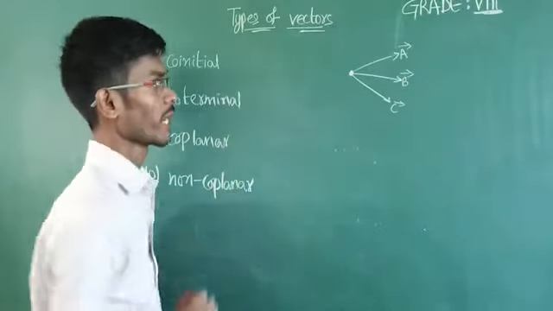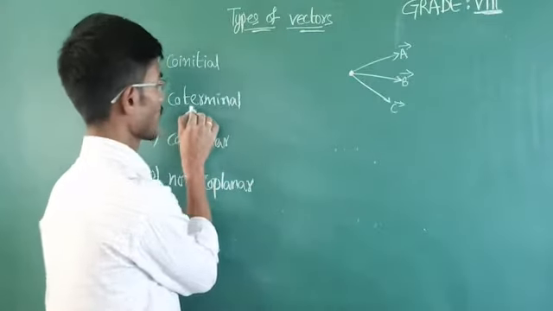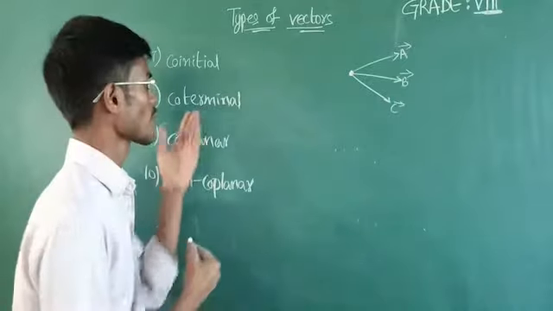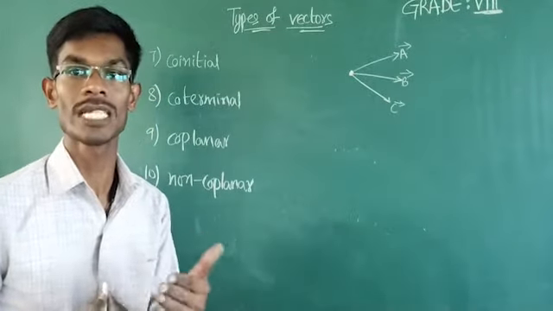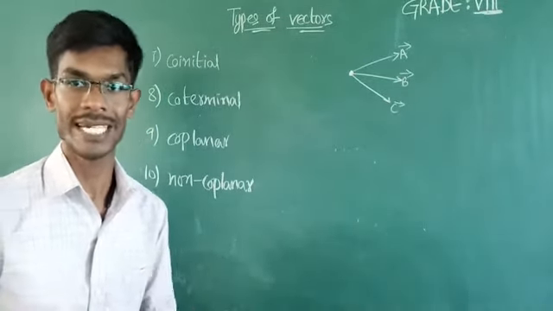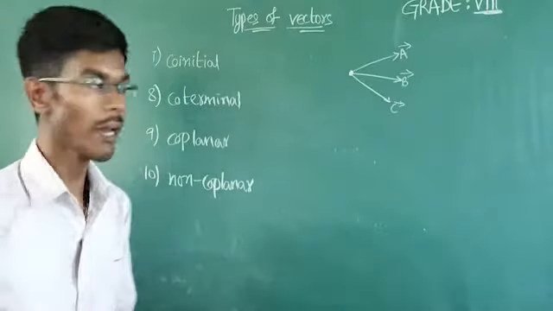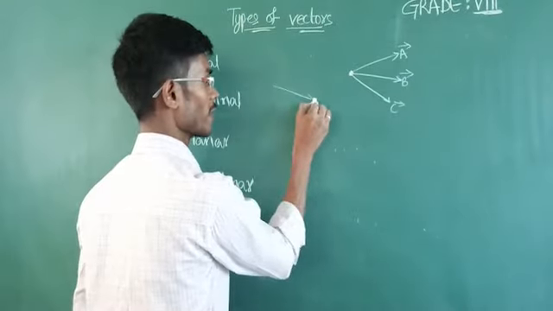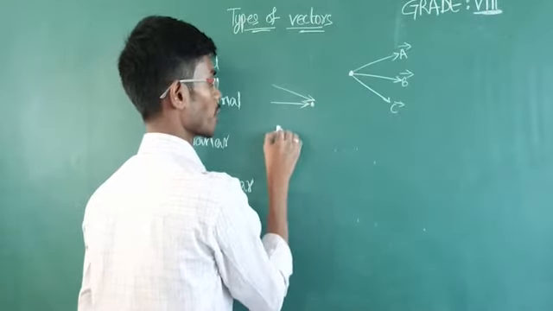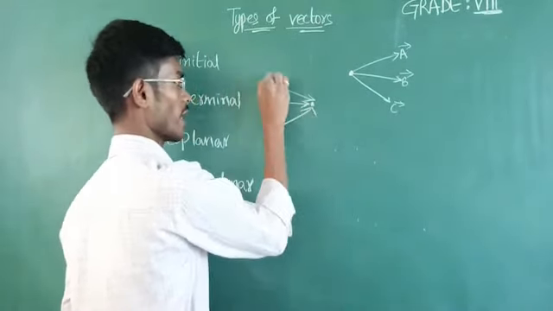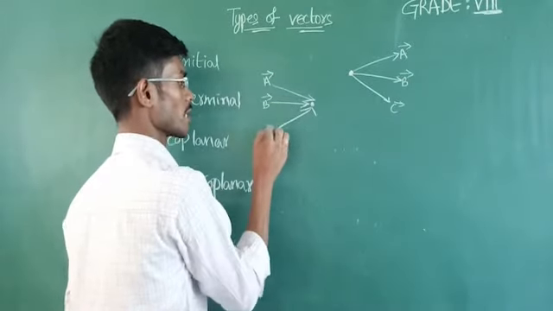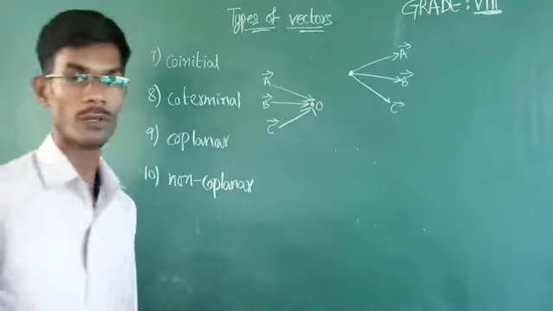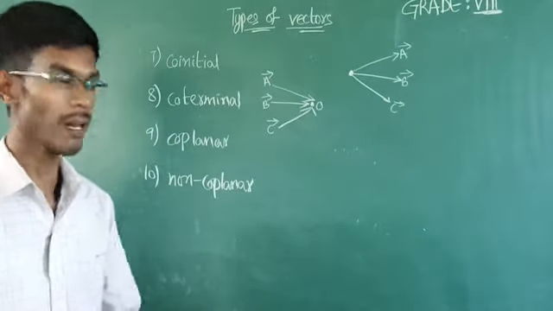And co-terminal vectors. That name itself represents terminate, the stopping point. The vectors whose terminating point is the same, those vectors we will call co-terminal vectors. A bar, B bar, C bar are the vectors which are terminating at a particular point O. These we will call co-terminal vectors.